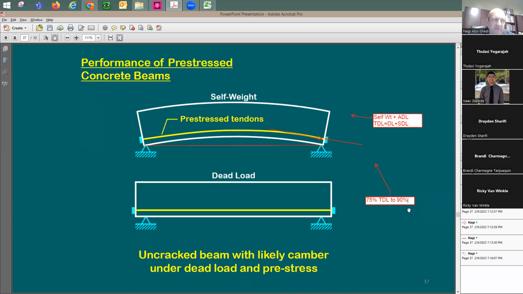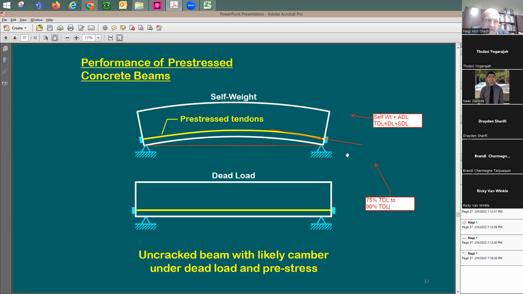So it's going to be 75 to 95, to 90% of, let's say, total dead load. You don't want to go beyond this. You don't want to do lots of pre-stressing, and then all of a sudden, the beam is cambered up, and then you put the additional dead load or superimposed dead load, and then you put live load, and you still have this camber. This is not going to be good performance. I mean, you don't want to see this.